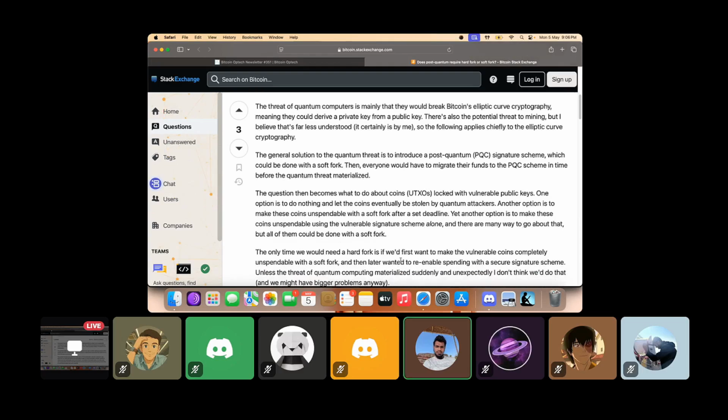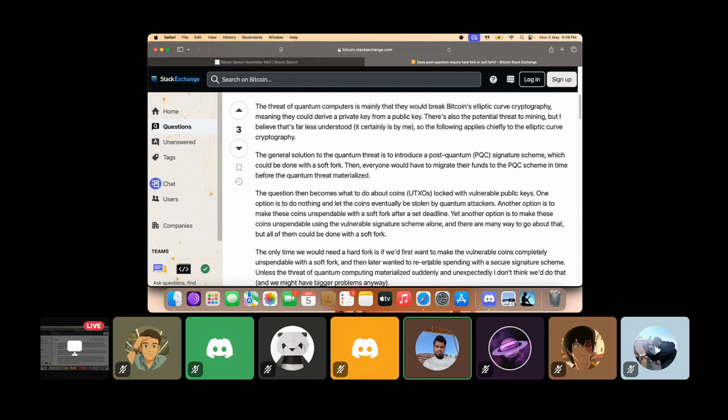The only time we would need a hard fork is if we first want to make the vulnerable coins completely unspendable with a soft fork, and then later wanted to re-enable spending with a secure signature scheme, right? So the first scenario where a soft fork would suffice is when we upgrade to a quantum resistant digital signature scheme. Okay, that's very simple, and you send your coins to a quantum resistant address. That's when a soft fork would be required.